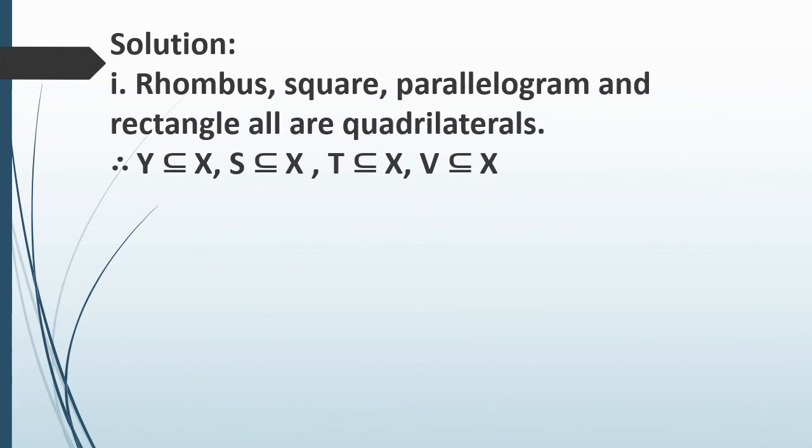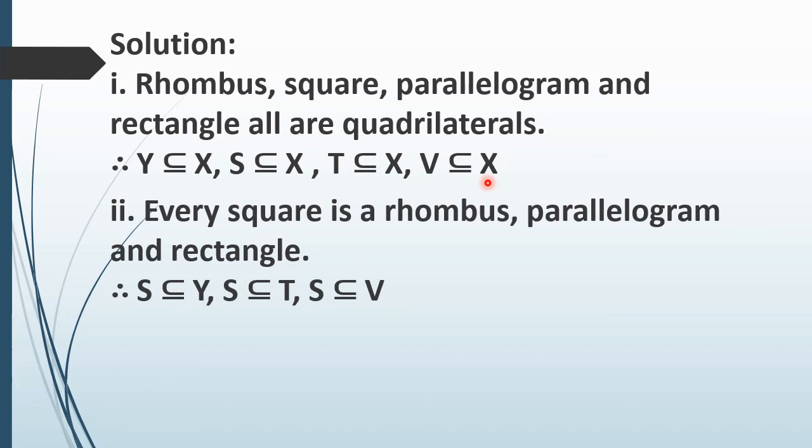First, rhombus, square, parallelogram and rectangles are all quadrilaterals. So Y is a subset of X, S is a subset of X, T is a subset of X and V is a subset of X. Second, every square is a rhombus, parallelogram and rectangle. Therefore, S is a subset of Y, S is a subset of T and S is a subset of V.